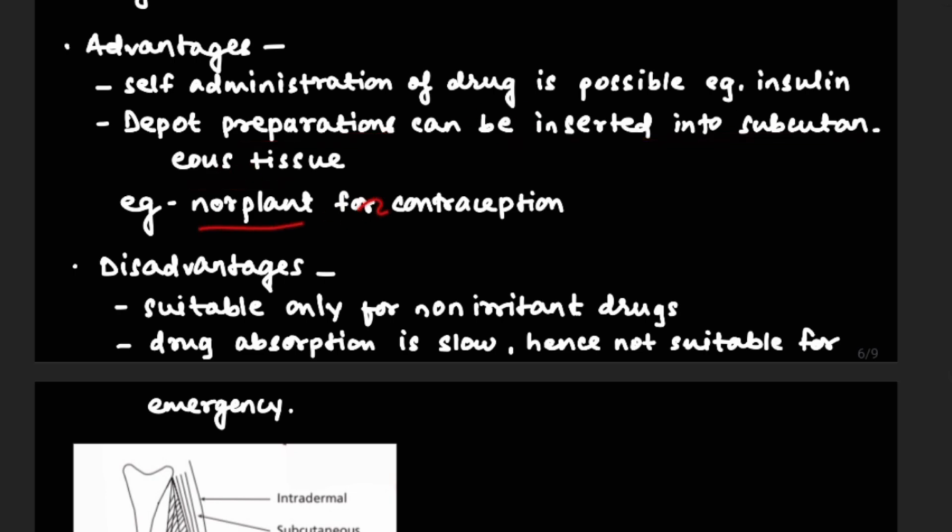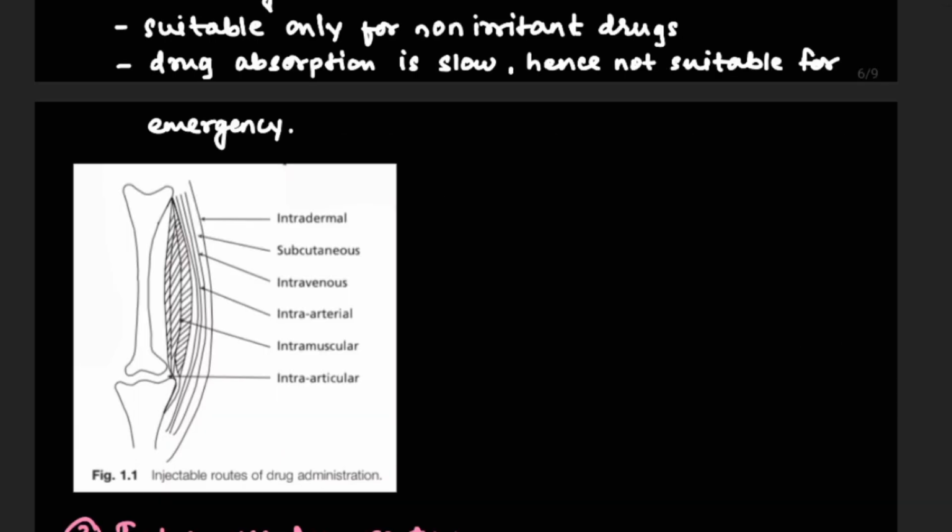And here an example is Norplant for contraception. So for contraception, Norplants are implanted into the body. Then there are some disadvantages also. It is suitable only for non-irritant drugs and drug absorption is very slow, hence it is not suitable for the emergency. Now this is the diagram of the injectable routes of drug administration.